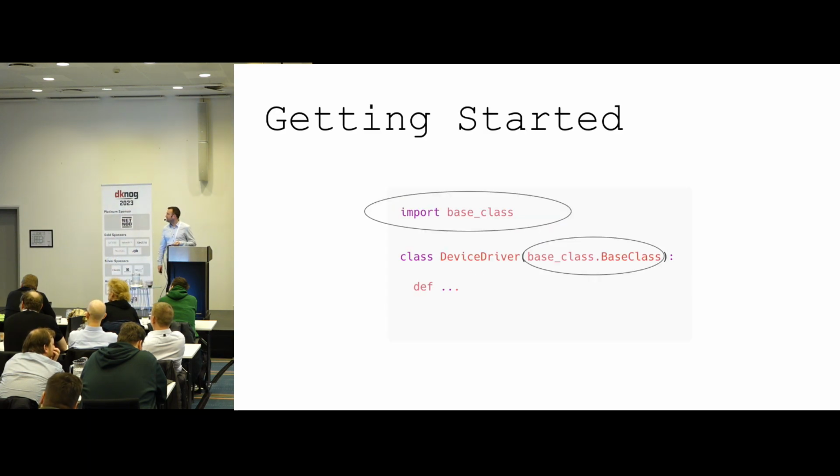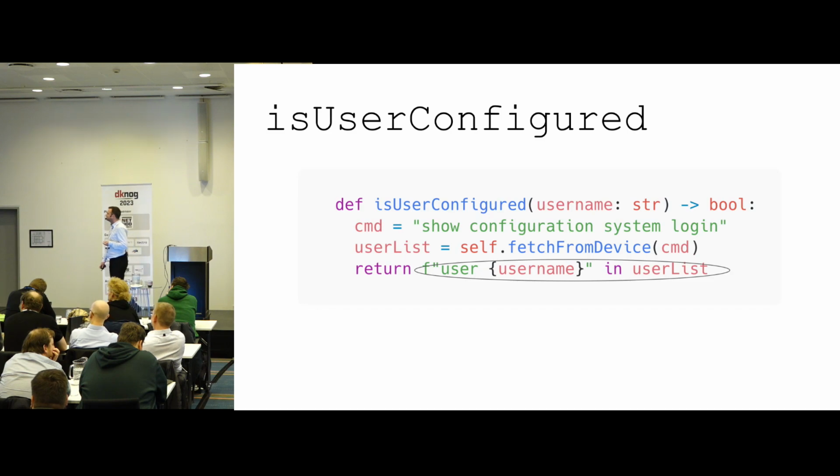Getting started with the vendor neutral code, just import your base class, inherit it, and start writing. So, like I said, first, substring match is pretty straightforward. I mean, there's not a lot to say. It's just a string in a string. And this works. As you can see, we're returning a Boolean here to see if the user's configured. It's fragile. It can break. But for pure ease of use, it's very straightforward.